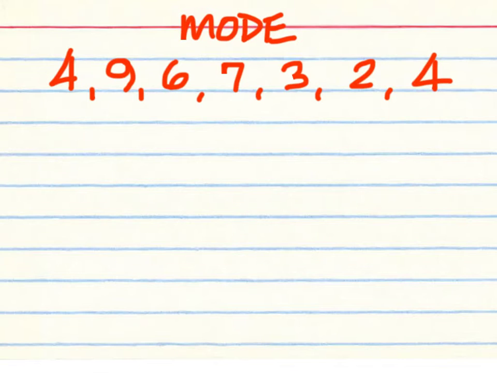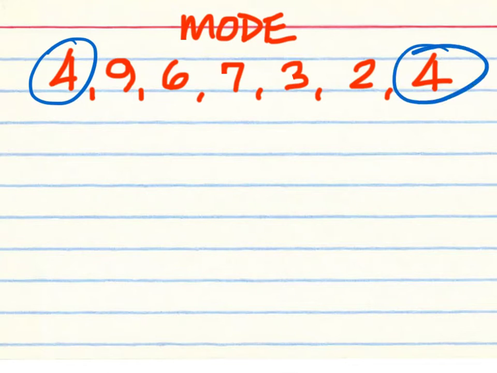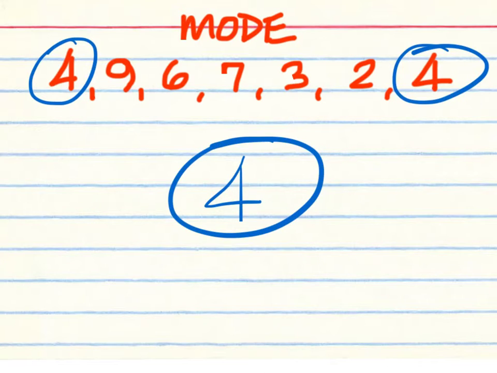First example, you have a list of numbers, and to find the mode, all you need to do is find the number that shows up the most number of times in the list. The number that shows up the most in this list, 4, shows up twice. Everything else shows up once. Therefore, the mode is 4.